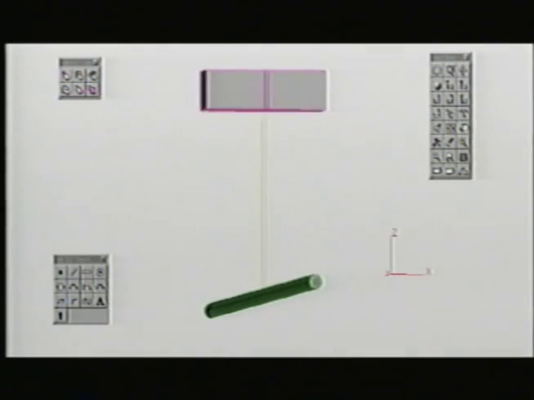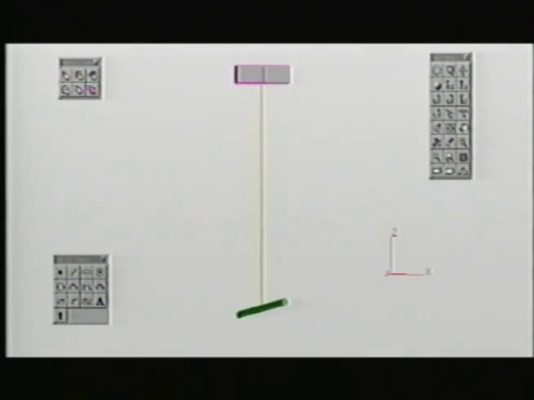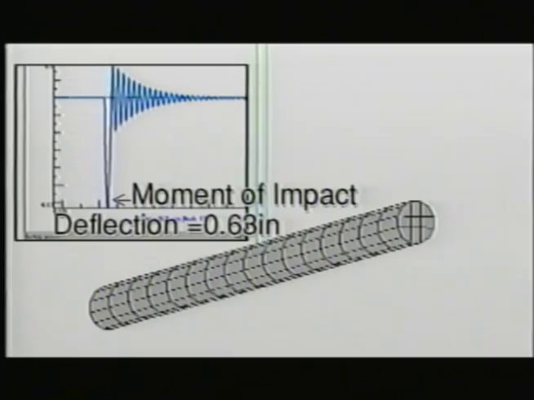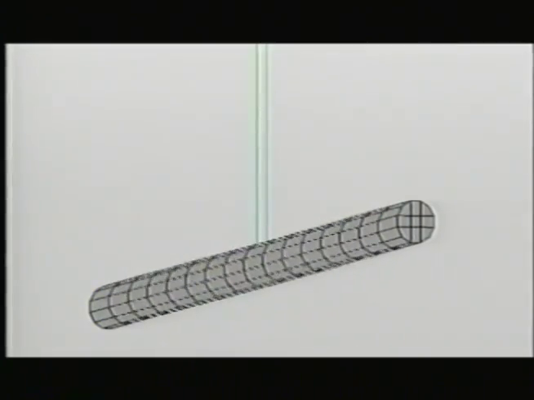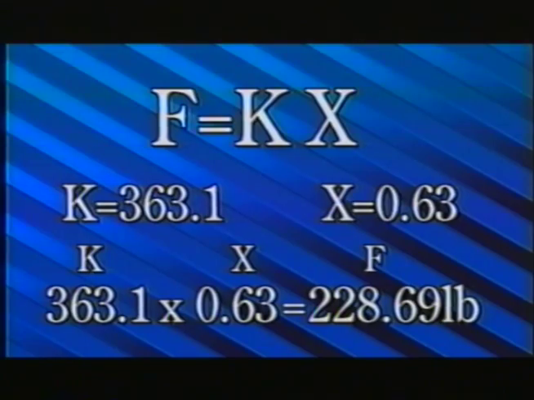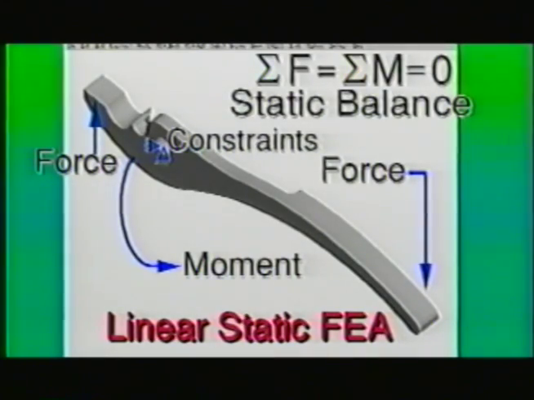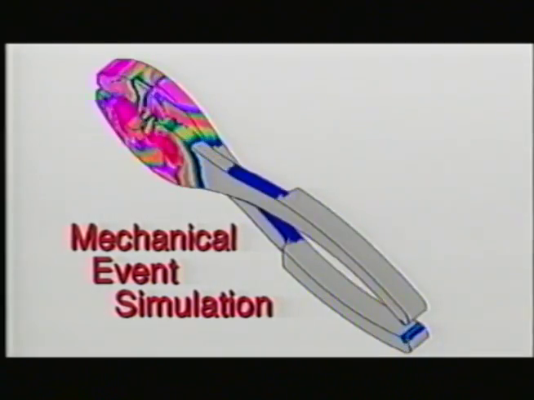Now let's raise the virtual 4-pound weight to 19 inches. And plugging in the deflection to get the force, 228.69 pounds, that's close enough. We need to drop the weight from 19 inches to get a safety factor of 4. AccuPack VE Mechanical Event Simulation for virtual prototyping from ALGOR. It's how engineering will be done in the 21st century.